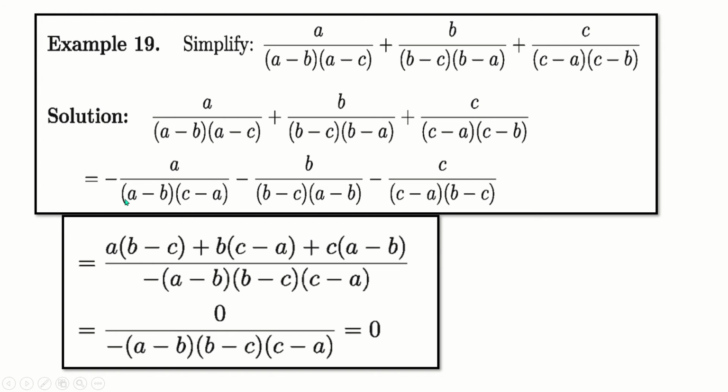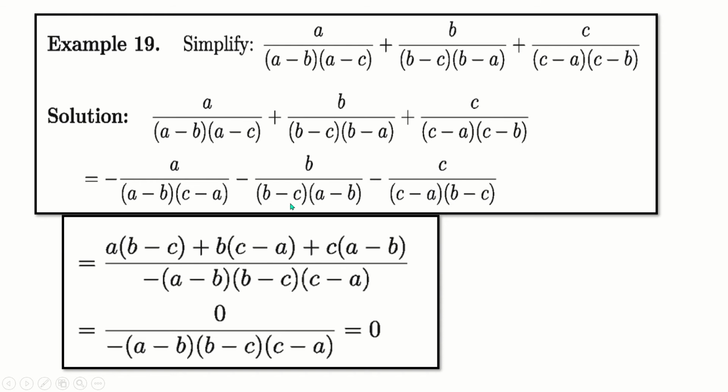Now divide this by this. We'll have: a minus b cut, c minus a cut. So here will be b minus c and here a. So a into (b minus c).